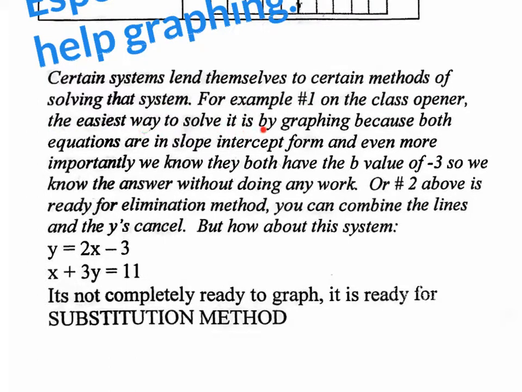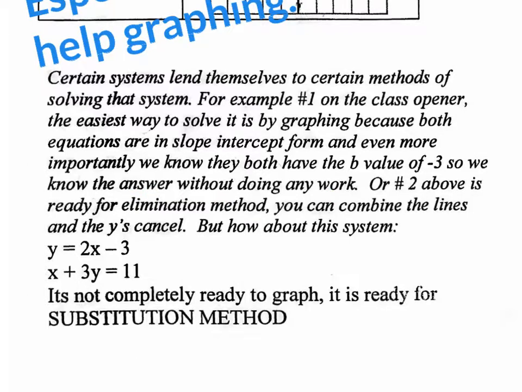The easiest way to solve it is by graphing. Why? Because both equations are in slope-intercept form, y equals mx plus b. And even more importantly, we know that they both have the b value of -3, which we know is the answer without doing any work.